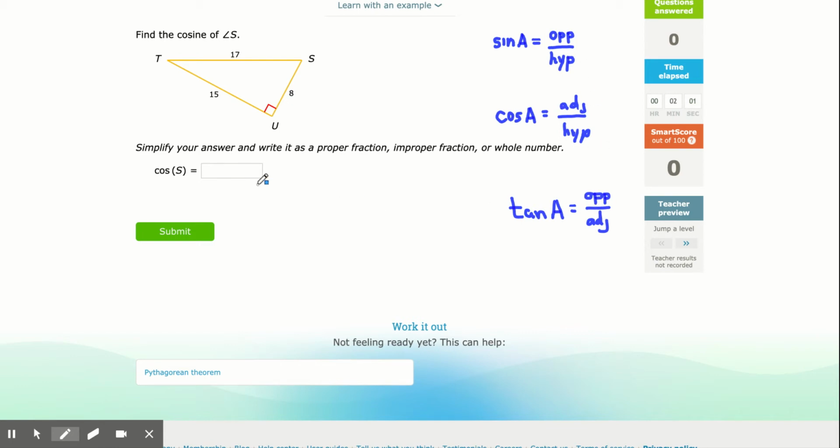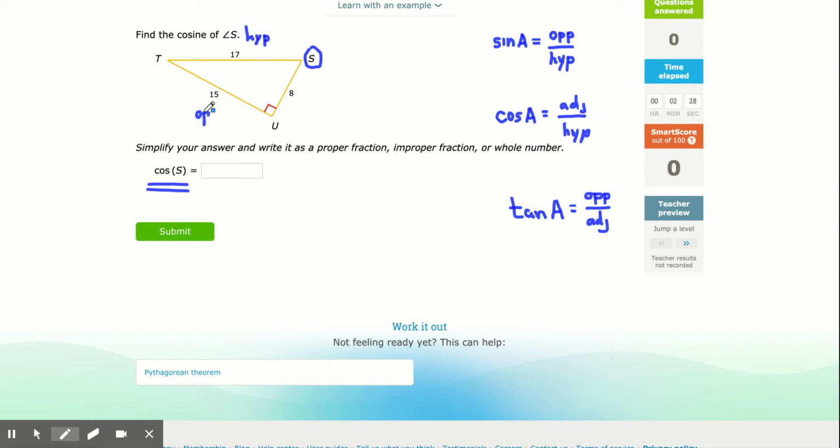But those sides all depend on which angle we're referencing. So for this particular problem, we're referencing angle S, or the cosine of S. So I'm going to look here at S. I always identify the three sides first. I first identify the hypotenuse, which is the longest side or the side that's across from the right angle. The hypotenuse never is one of the two sides that forms the right angle. It's the other one.